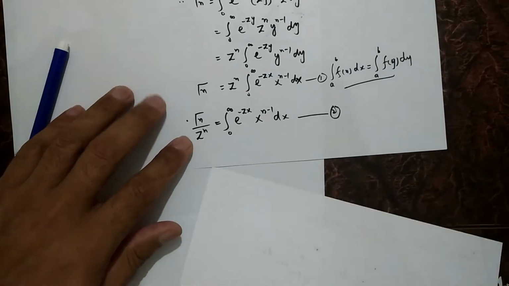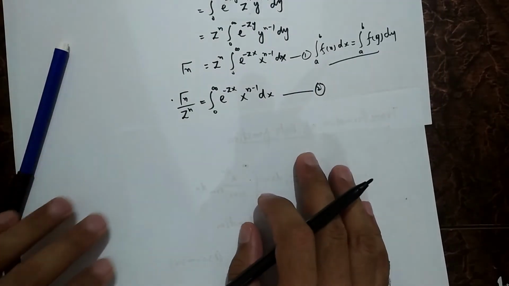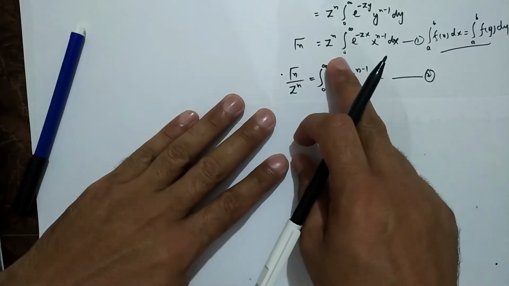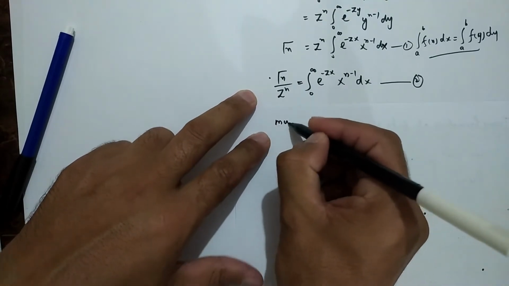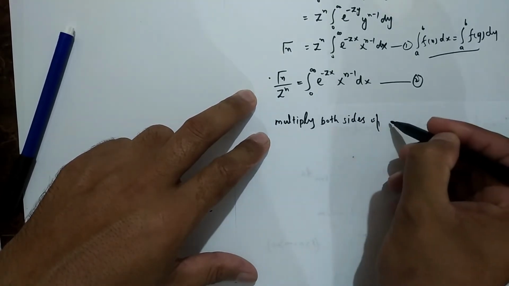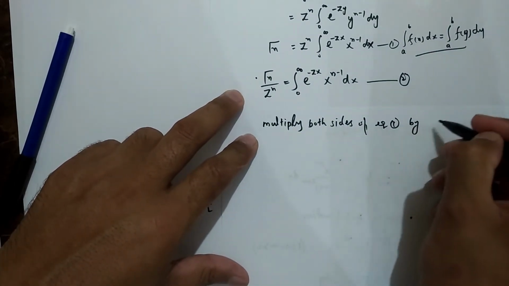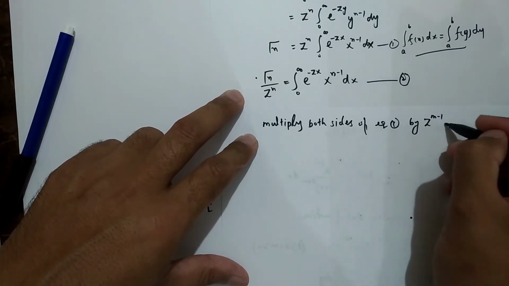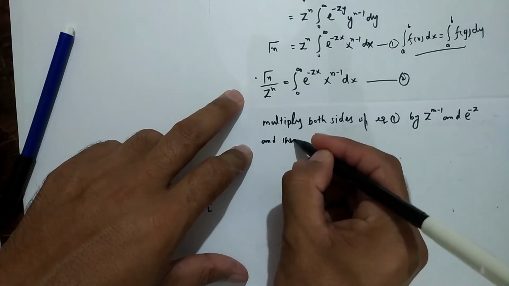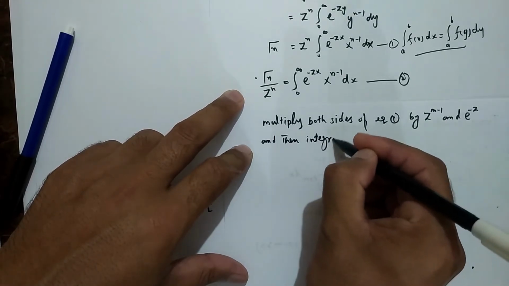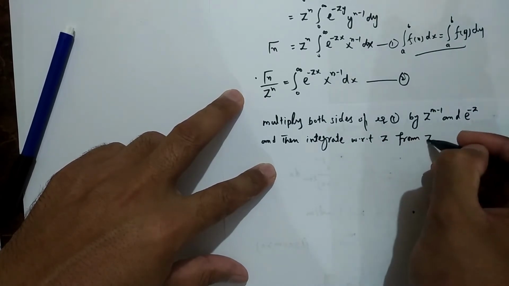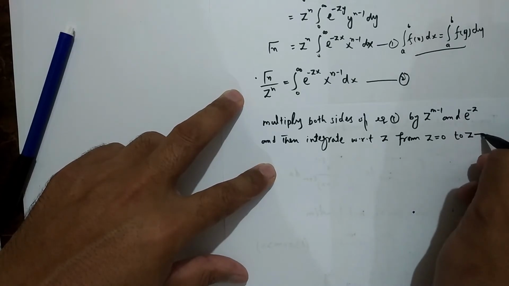Now, using equation number 1, multiply both sides of equation number 1 by z to the power m minus 1 and e to the power minus z, and then integrate with respect to z, from z equals 0 to z tends to infinity.